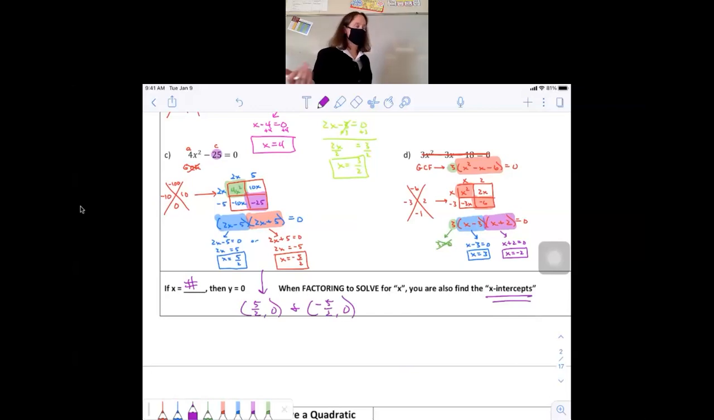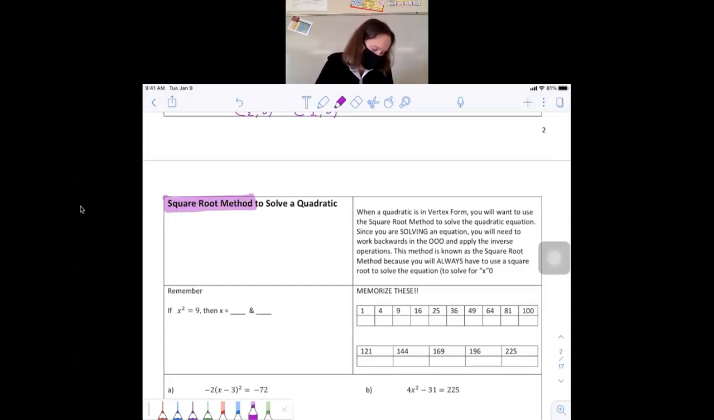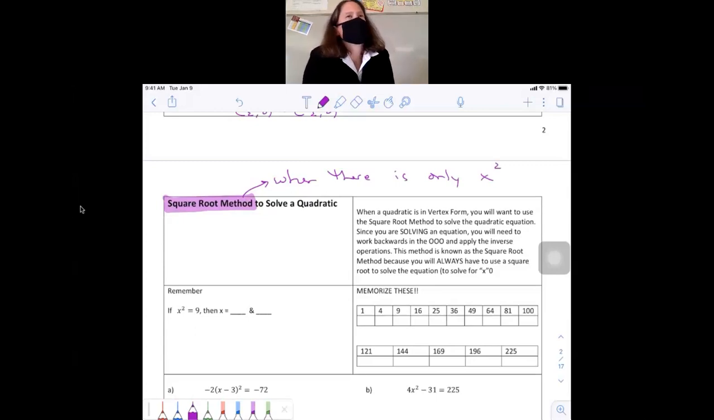Okay, factoring works some of the time. Square rooting, which we're going to talk about next, also only works some of the time. Okay, square rooting, you got to be careful because this can only work when there is only an x squared term. Only. If you have ax squared plus bx plus c, that bx, you cannot use square rooting.